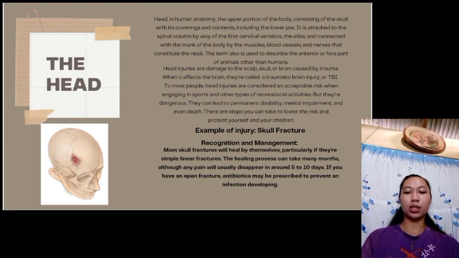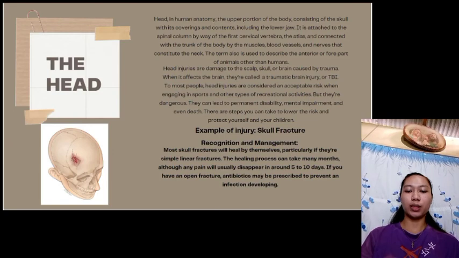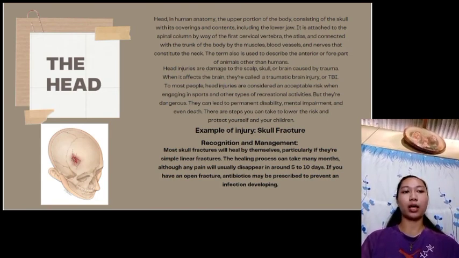So, the head is also important because it is one of the largest and most complex organs in the human body. A head injury is any trauma to the brain or skull that may cause coma or other brain injury. So, an example of injury, the skull fracture. It is a break in the skull bone that surrounds the brain, and the brain damage may be more severe than in people with other head injuries. So, here are the recognition and management of the skull fracture.